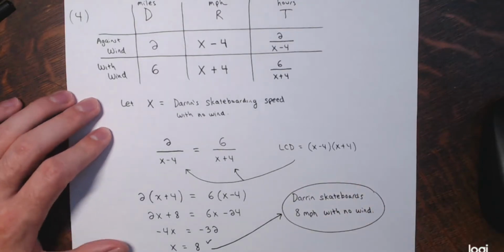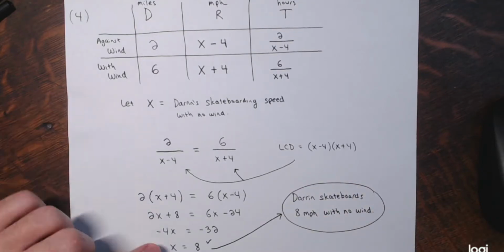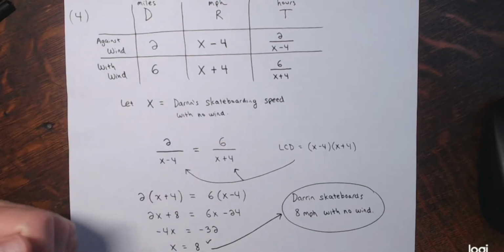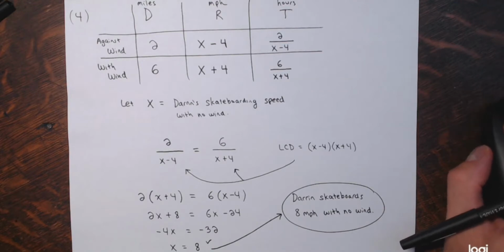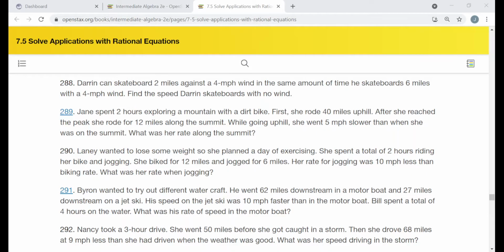Great. Just remember what x represented, right? Darren's skateboarding speed without the wind. Wonderful. Alright, so the first 4 questions have all been pretty much the same, but it looks like the next one's going to start differing a bit. Let's take a look. This is exercise 289, example 5.